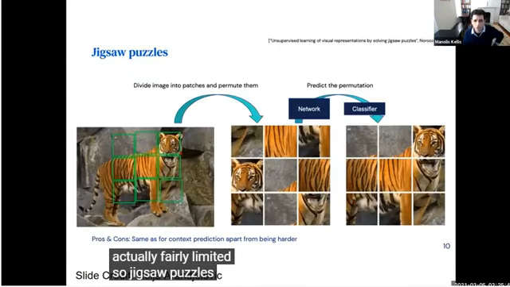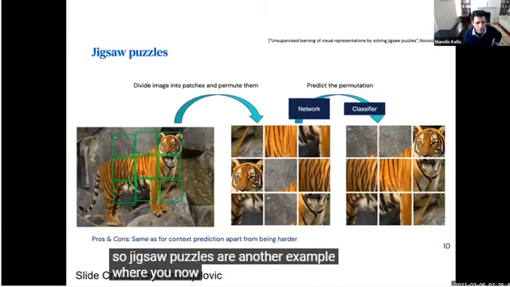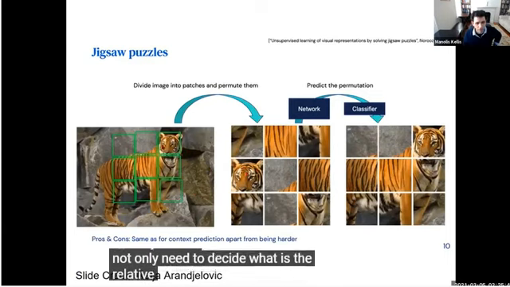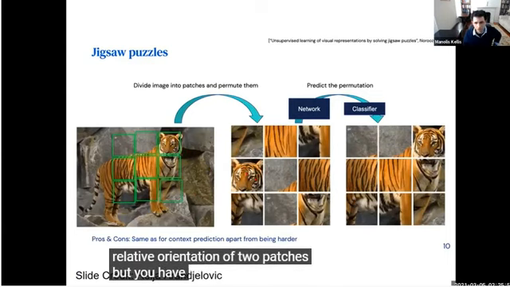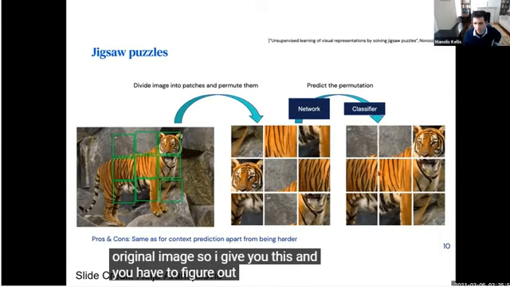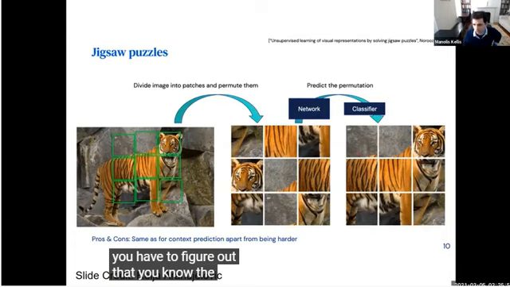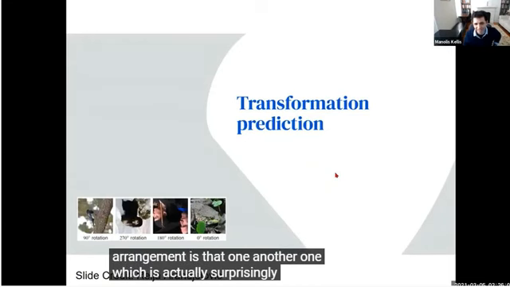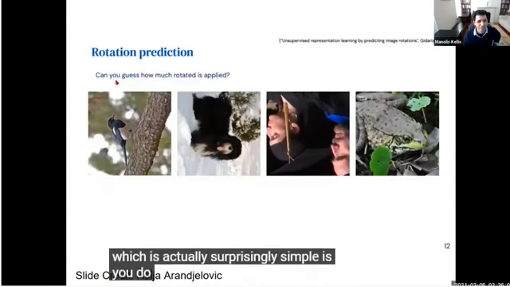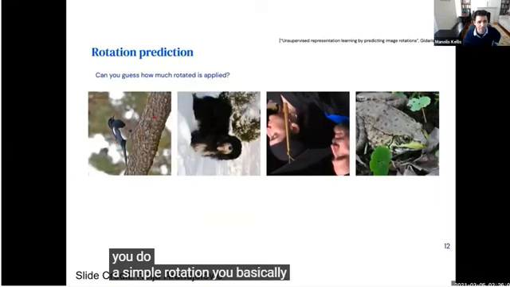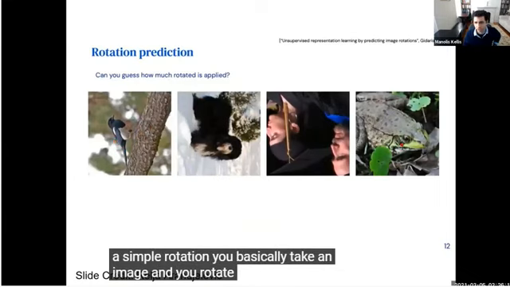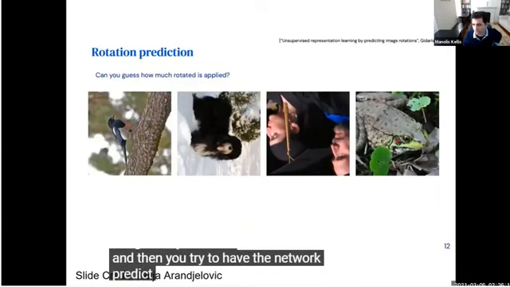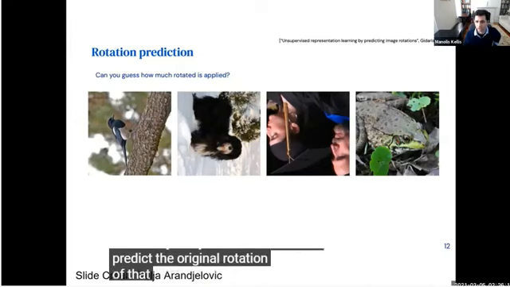Jigsaw puzzles are another example where you now not only need to decide what is the relative orientation of 2 patches, but you have to actually reconstruct the original image. So I give you this and you have to figure out that the general arrangement is that one. Another one, which is surprisingly simple, is a simple rotation. You take an image and you rotate it, and then you have the network predict the original rotation of that image.